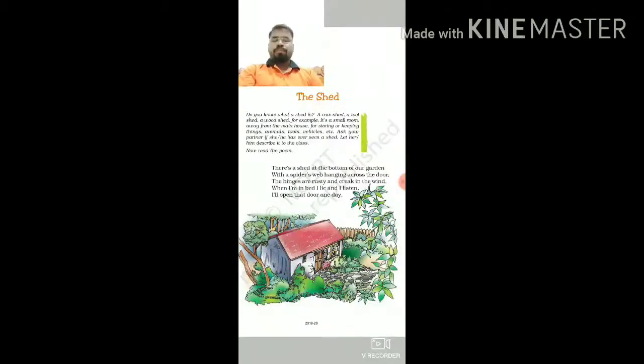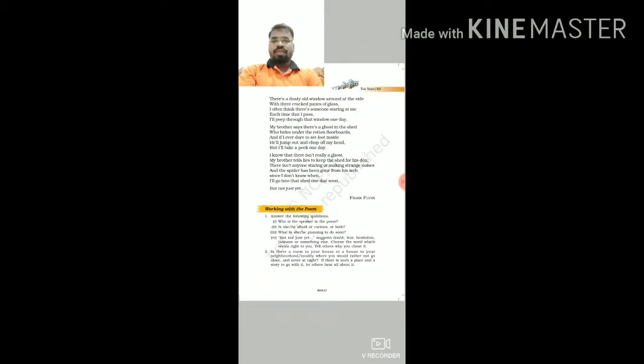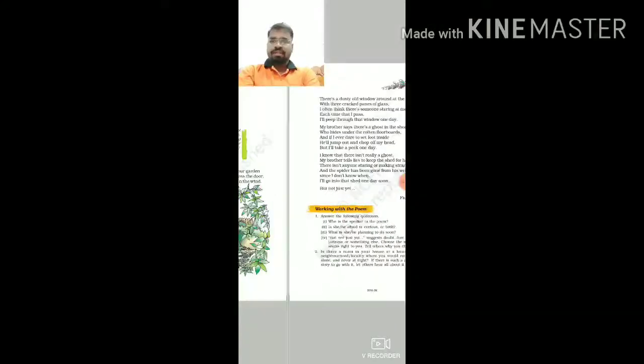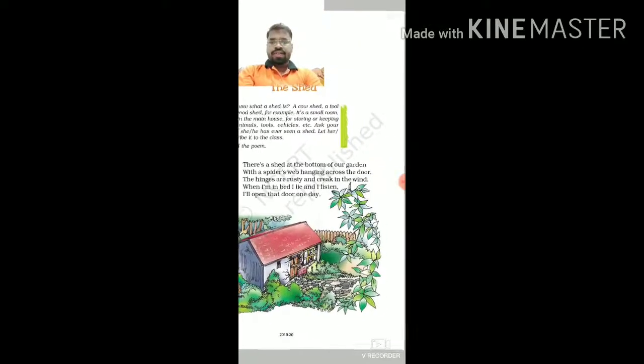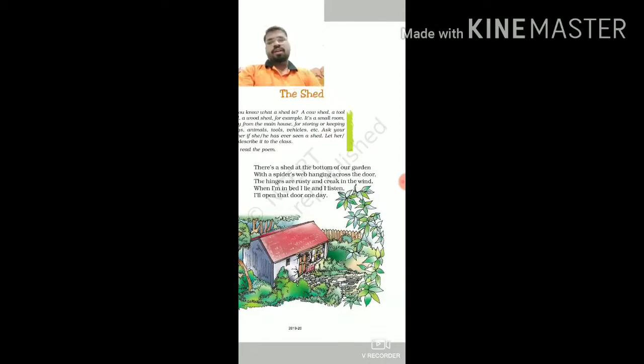So such a kind of poem we have to see in this session, and the poet is Frank Flynn. I repeat, the poet is Frank Flynn. So let's start the poem. There is a shed at the bottom of our garden. So the poet is telling that there is a shed at the bottom of our garden.